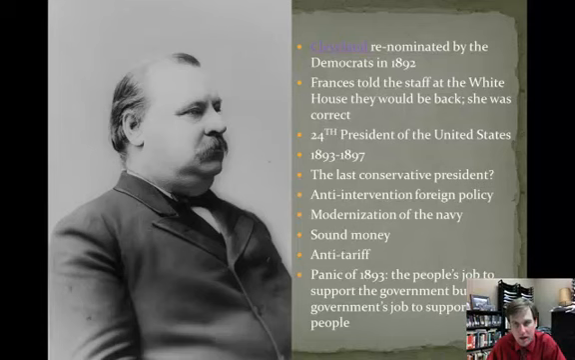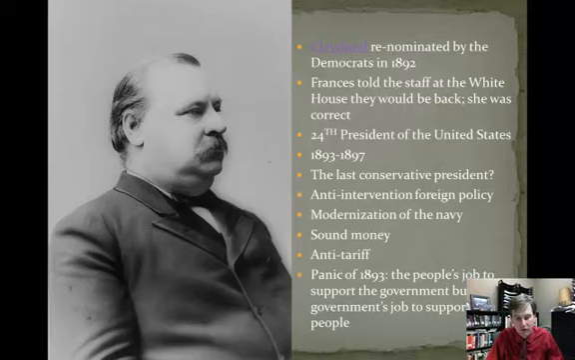Well, Cleveland will be renominated by the Democrats in 92. Frances actually told the staff at the White House they would be back, and of course she was correct. So Cleveland will win the 1892 election. He'll become the 24th President of the United States then. And he serves one term this time, 1893 to 1897.